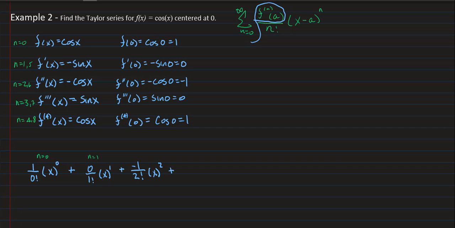Plus, the next constant we get is 0, so that's 0 divided by 3 factorial x to the third, plus the next constant then is going to be 1 divided by 4 factorial x to the fourth, plus after the 1 we go back to 0 divided by 5 factorial x to the fifth, plus after the 0 we're going to get negative 1 divided by 6 factorial x to the sixth. And this pattern will continue on and on and on.